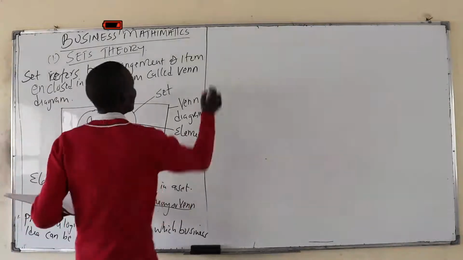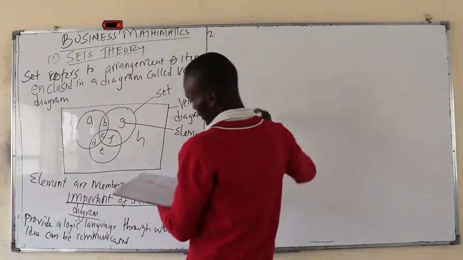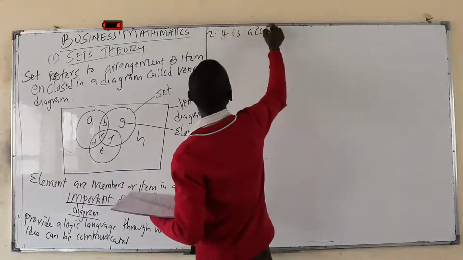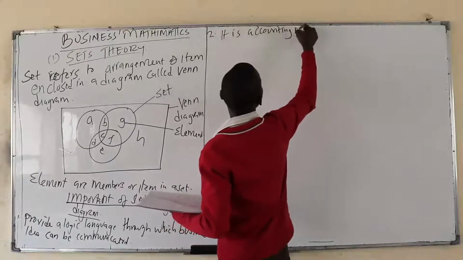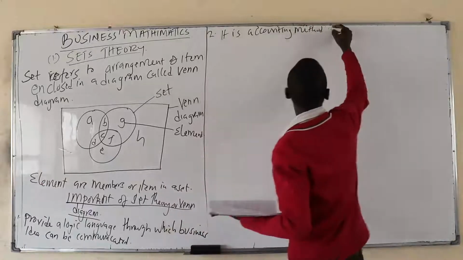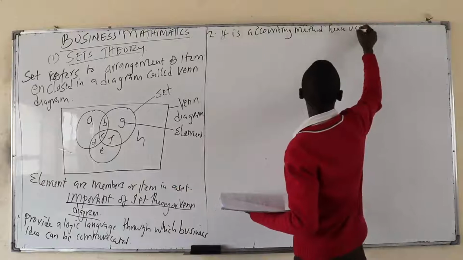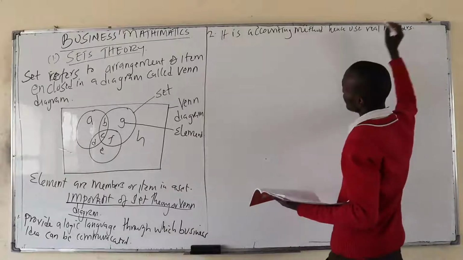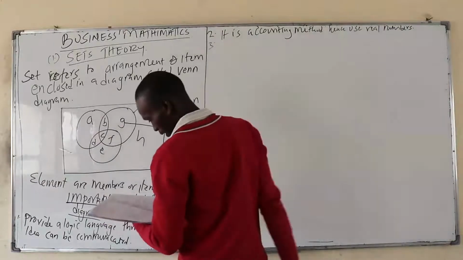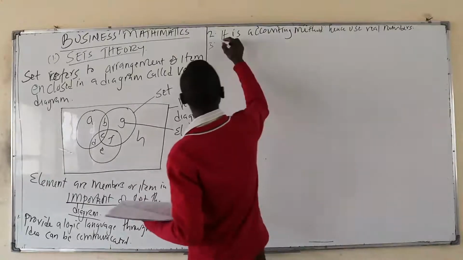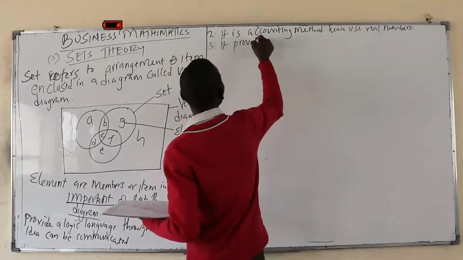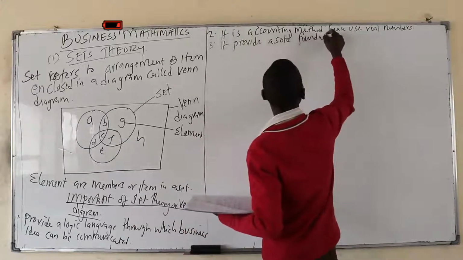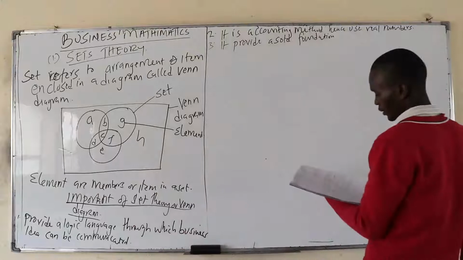Let's see now the importance of that diagram. These items are the ones that are inside this set. We call them elements. Maybe we define what an element is. Elements are members of a set. Elements are members or items in a set.